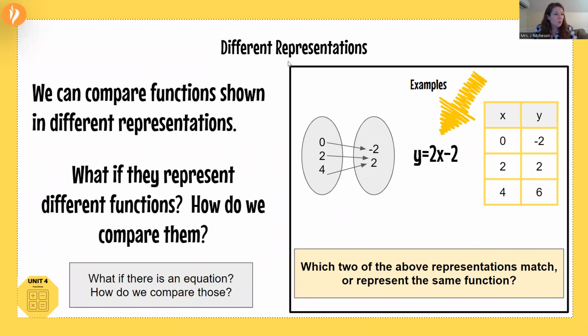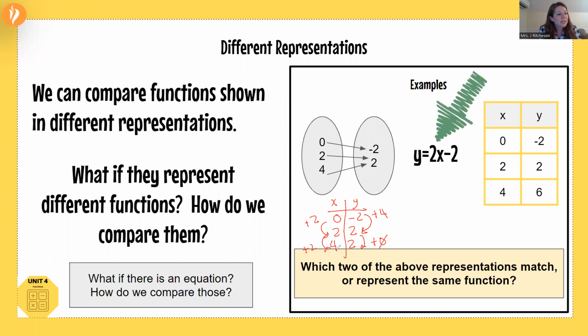All right, what if there is an equation? How do we compare those? Well, the first one's not going to make an equation because the rate of change is different. What I mean by that is if we find the change in y over the change in x, this is +4 and this is +2, right? But then to get from 2 to 2, that's a change of 0 over 2. So we can't write an equation since our rate of change is different.